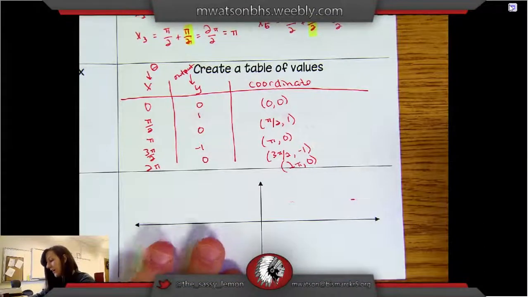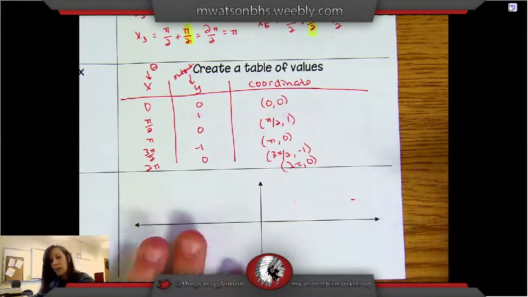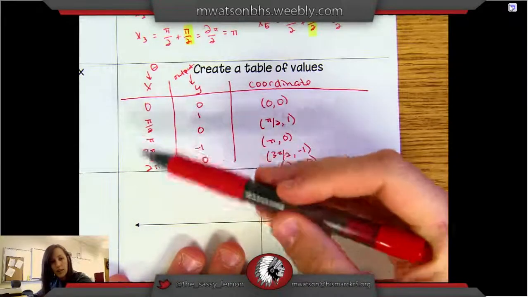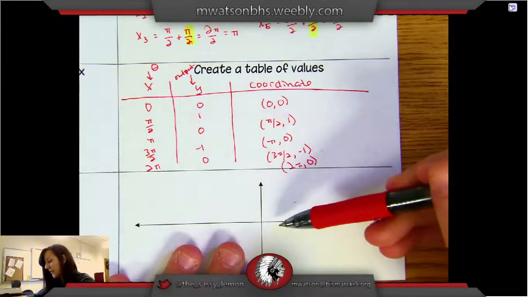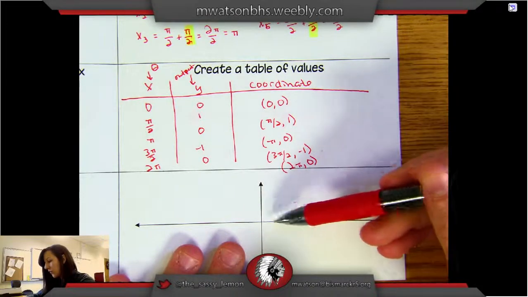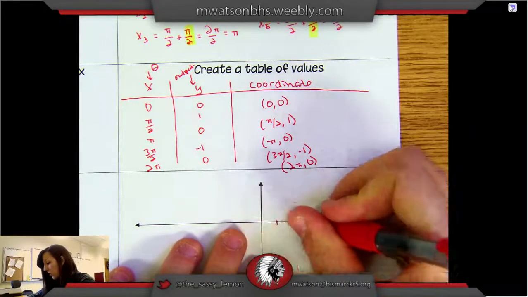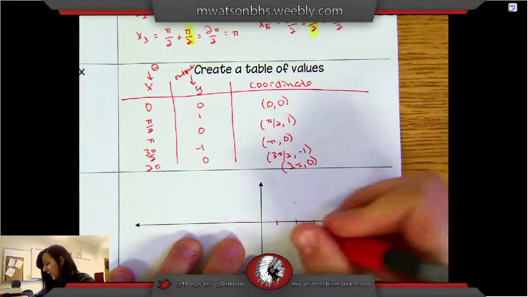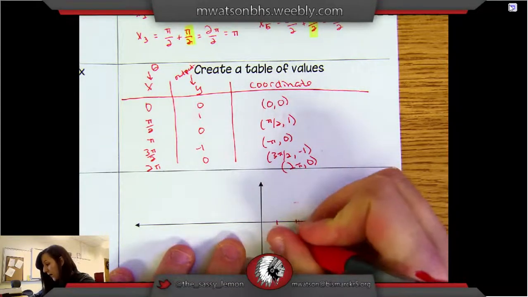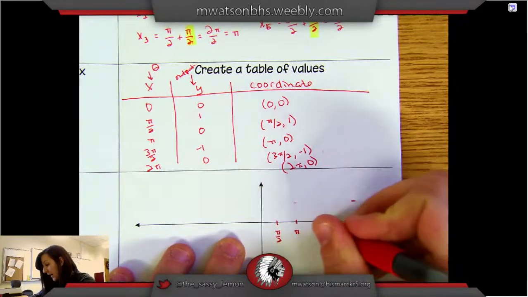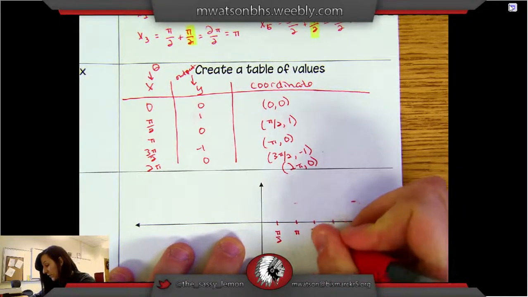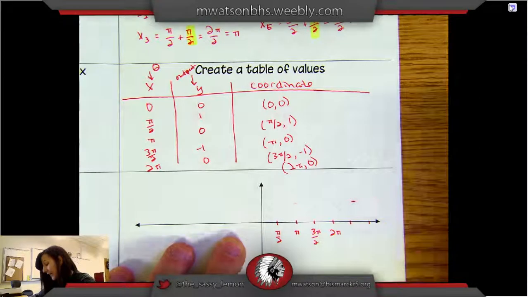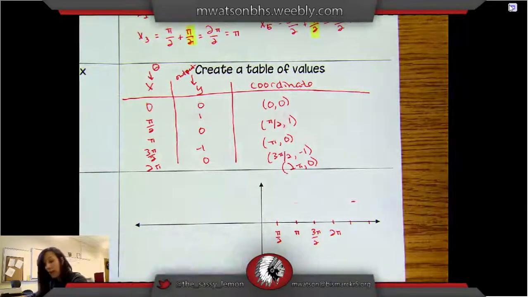Over here, notice what your x values are. So we're going to make tick marks that correspond. So here's 0, here's pi over 2, pi, 3 pi over 2, 2 pi, and then it'll keep going, but we're not going to go ahead and write that.